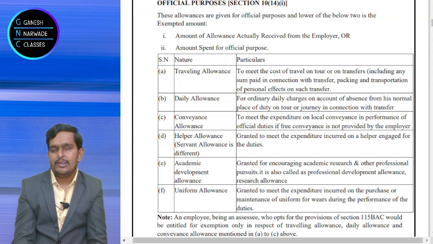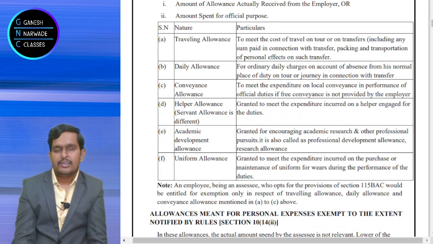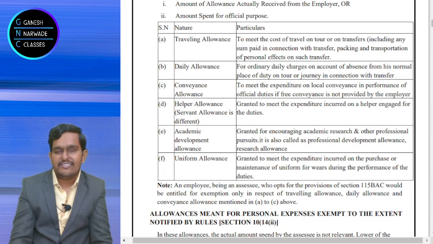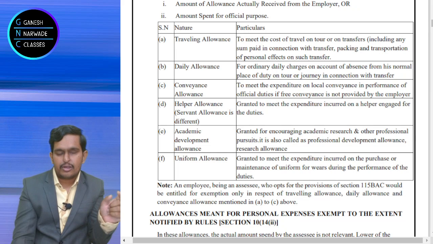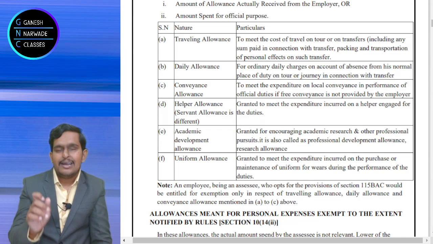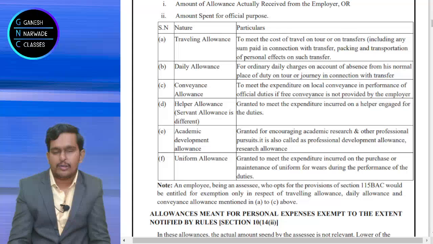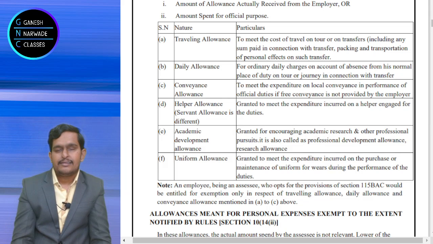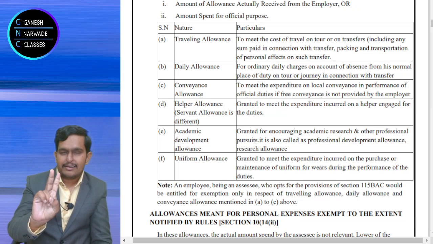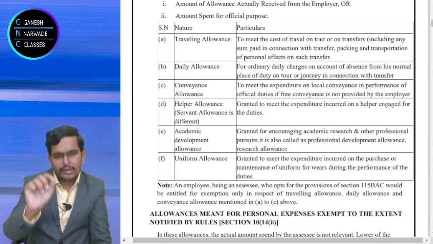Right? Traveling, what will you do? Suppose you got 10,000 for traveling, you spent only 6,000. So 4,000 is taxable in both the schemes. But if it is uniform, you get 10,000, you spend 5,000. 5,000 is taxable under the regular scheme. That means whatever spent is deducted and balance 5,000 is taxable. But in 115 BAC, the total 10,000 whatever you got for uniform is fully taxable. Clear? So please remember that under 115 BAC, uniform, helper and academic development become fully taxable.